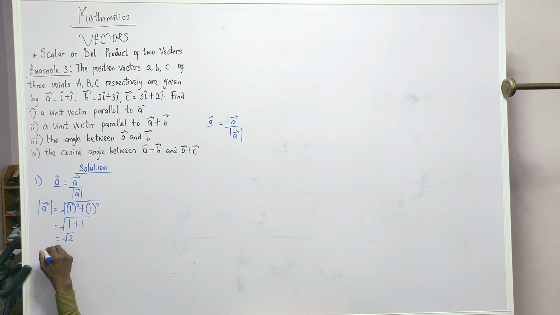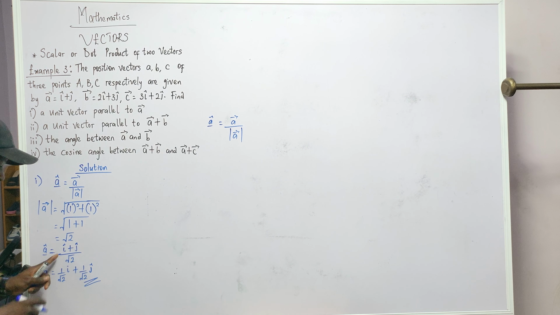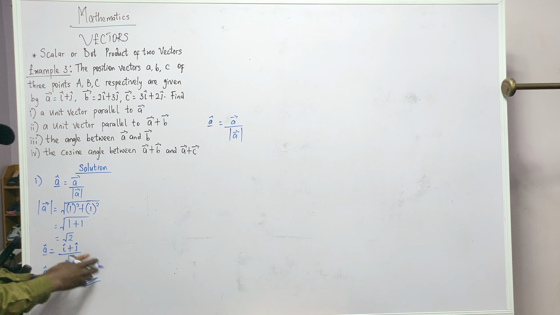So we can come back and get the unit vector. So what will be the unit vector? Don't forget, our vector A is I plus J, over the magnitude, which is the square root of 2. So you can write the unit vector as 1 over root 2 I plus 1 over root 2 J, where you take your own denominator.